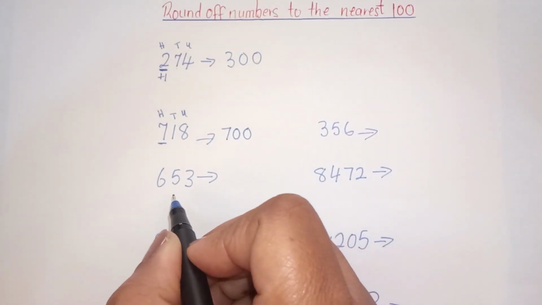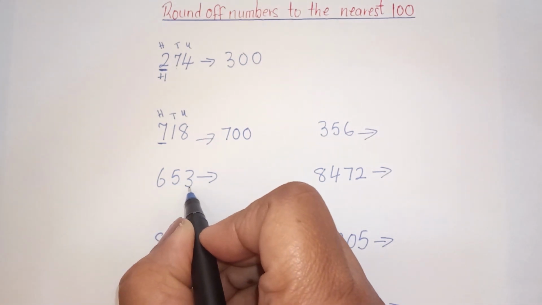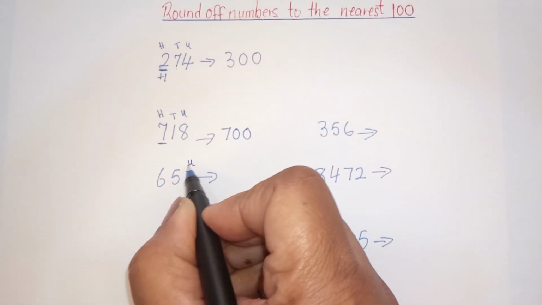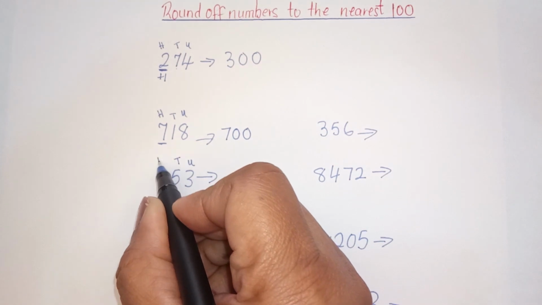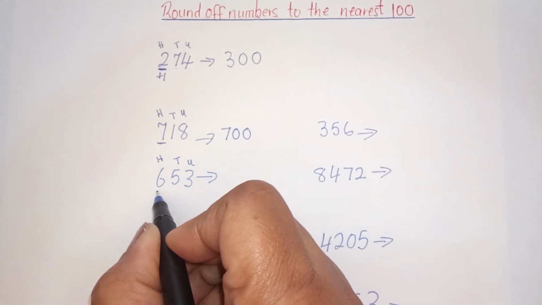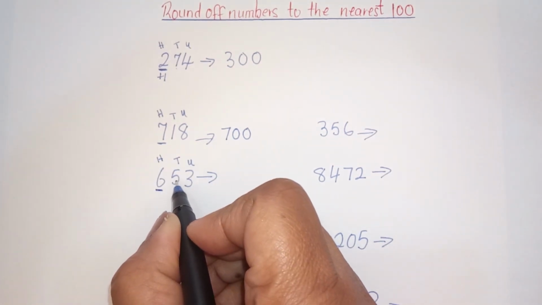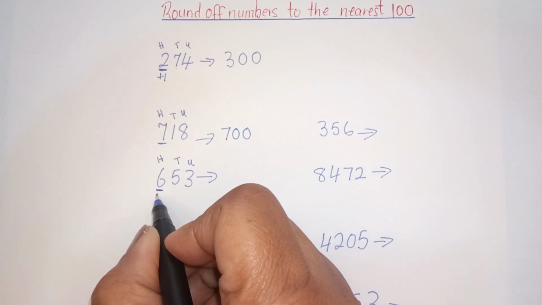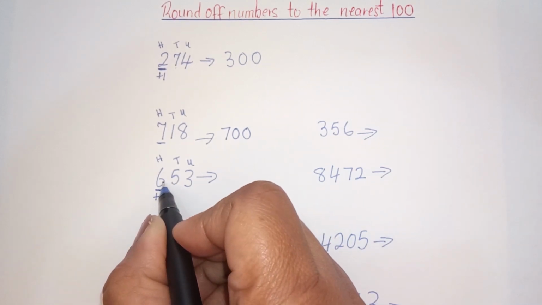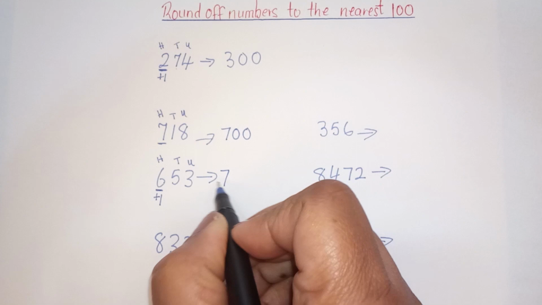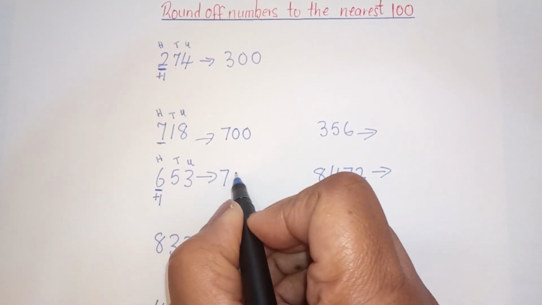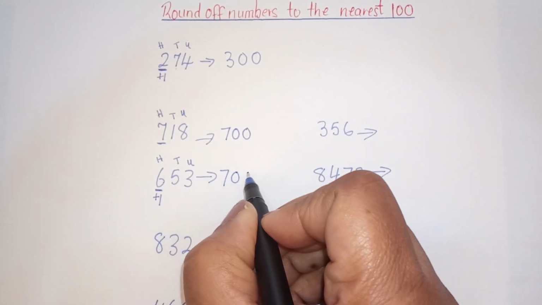Let us take this example. 653. 3 is units, 5 is tens, and 6 is hundreds. We spot out the hundreds, which is 6. We look at the number next to it, which is 5. 5 can give 1 to 6, so 6 plus 1 is 7. 5 will become 0 and 3 will become 0.